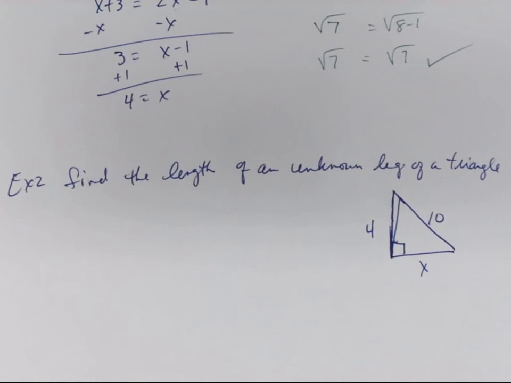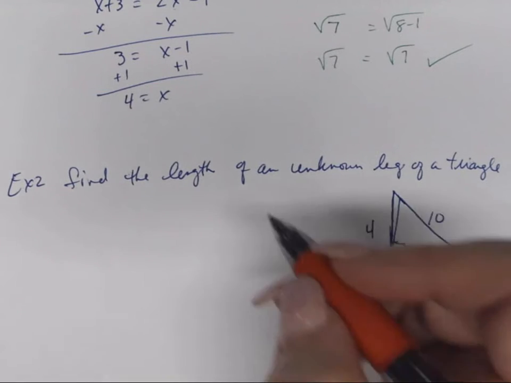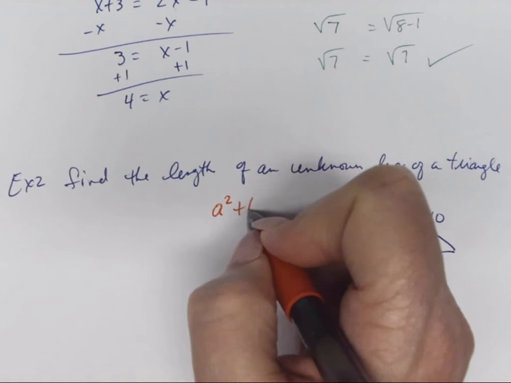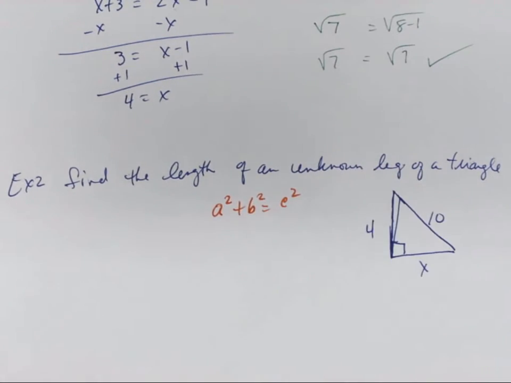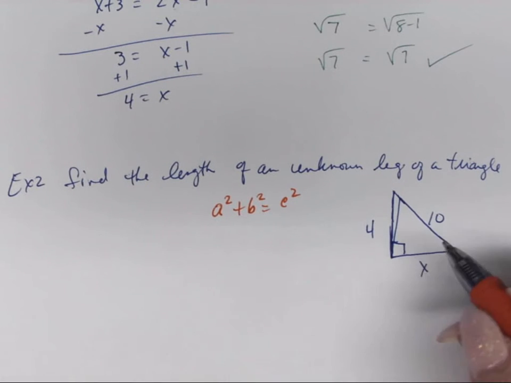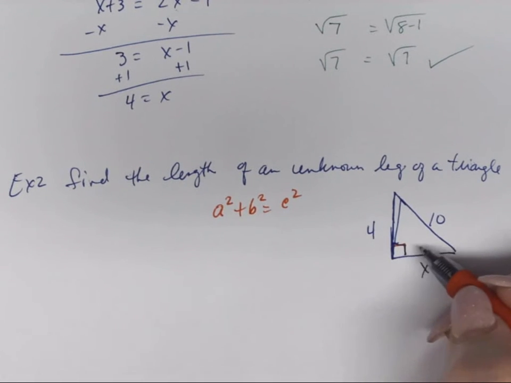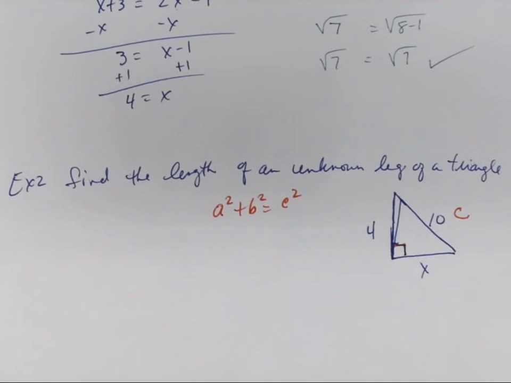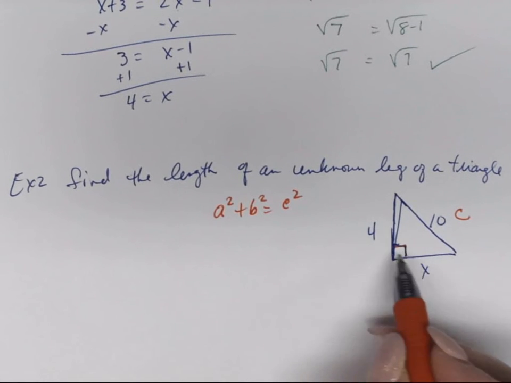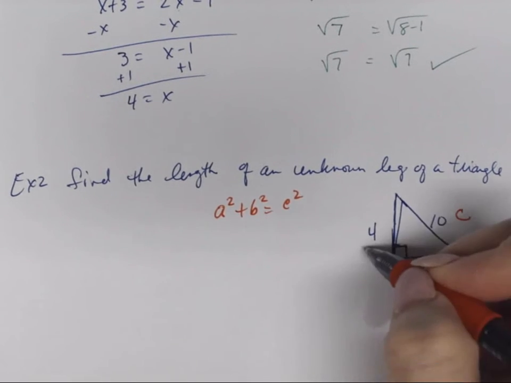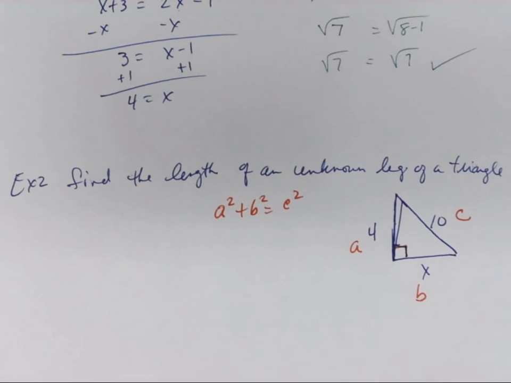If you recall, the Pythagorean theorem is that a squared plus b squared equals c squared. And c is always across from our right angle. So this will be our c. It does not matter which one's a or b. So I'm going to say this is a and this is b. It doesn't matter.